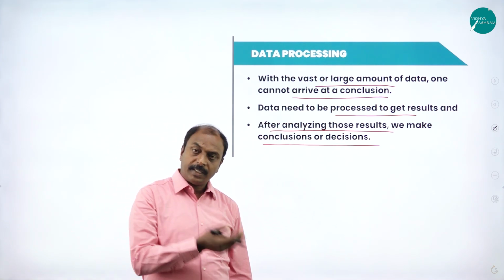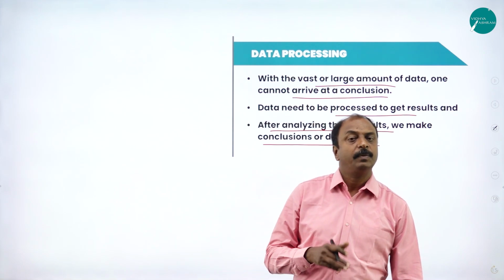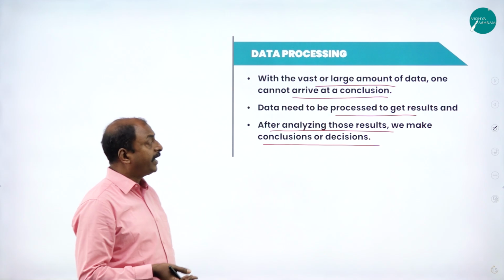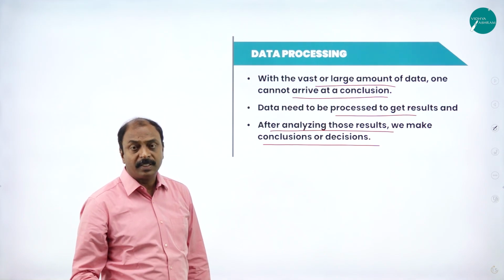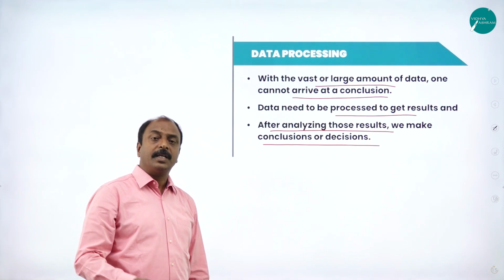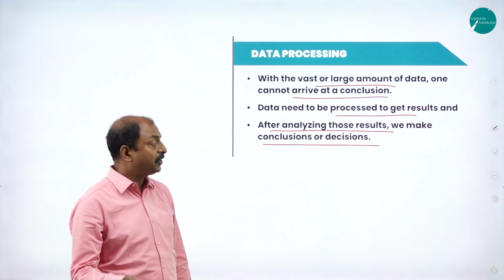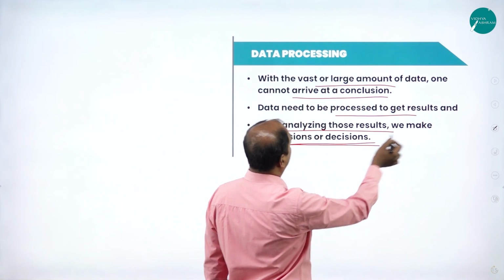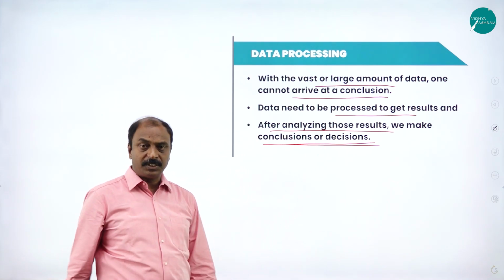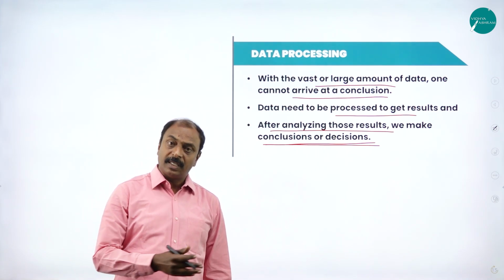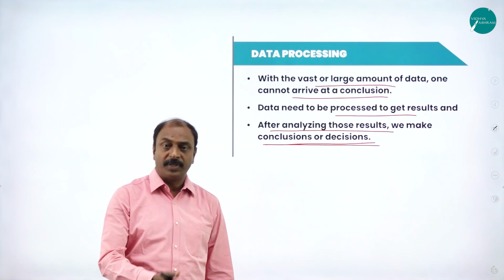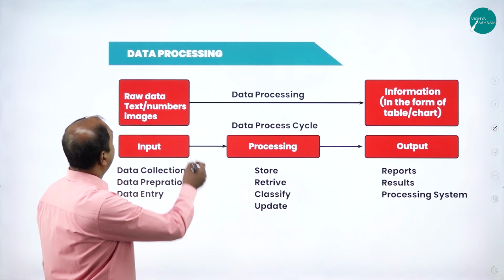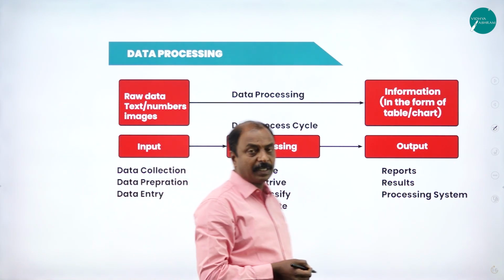So data has to be gathered and processed through computers or electronic devices. Then the result we have to store electronically or in computers so that we can make decisions. Data processing is used for making conclusions or decisions, because without data processing, it is not possible for us to get the proper results. In the next slide, we will see a schematic diagram for data processing.